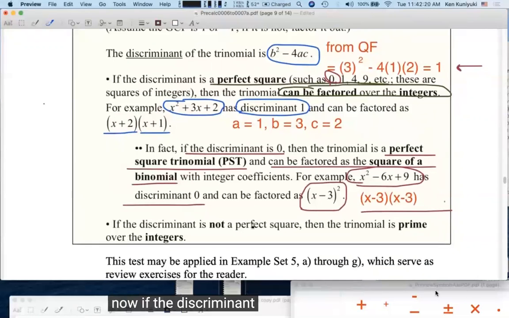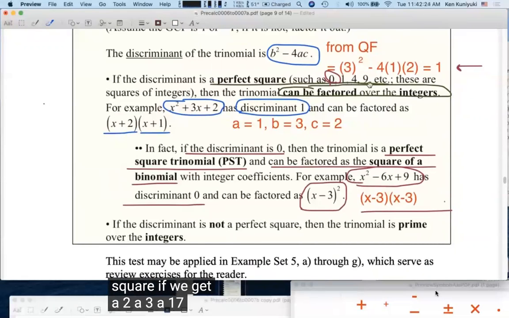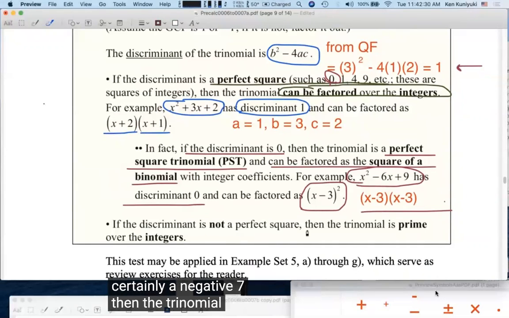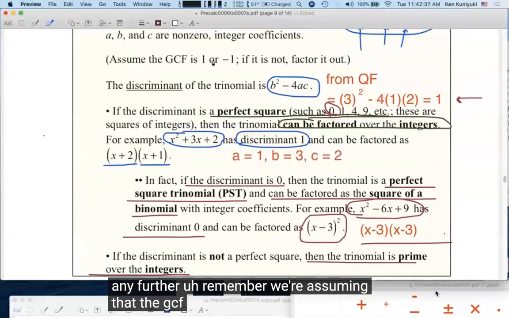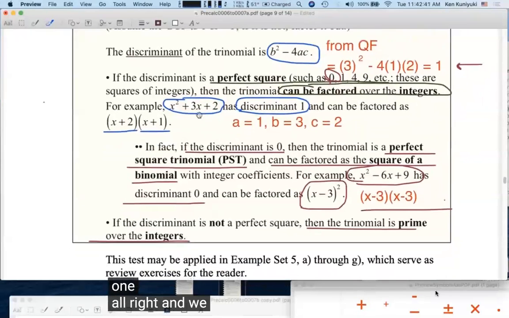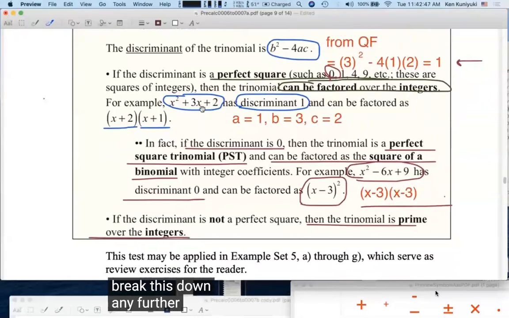Now, if the discriminant is not a perfect square, if we get a 2, a 3, a 17, or any negative number, even a -1 or a -4, certainly a -7, then the trinomial is prime over the integers, and we cannot break this down any further. Remember, we're assuming that the GCF was either 1 or -1, all right? And we cannot break this down in a meaningful way, like something like this times this. It's prime. We cannot break this down any further in a meaningful way.